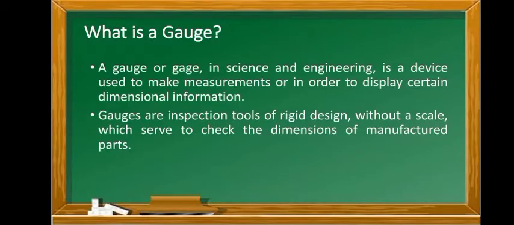So let's first define what a gauge is. A gauge in science and engineering is a device used to make measurements or to display certain dimensional information. Gauges are inspection tools of rigid design without a scale which serve to check the dimensions of manufactured parts. So, gauges do not indicate the actual value of the inspected dimension on the work. They can only be used for determining whether the inspected parts are made within the specified limits.